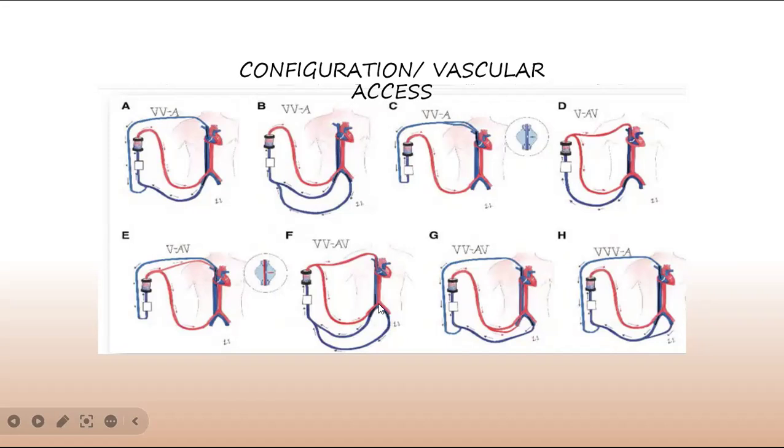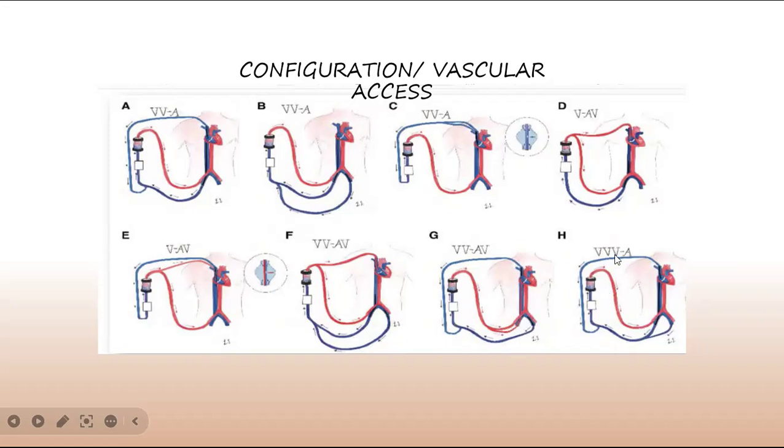And then coming to letter F, you can see VV-AV, two drainage cannulas, two return cannulas. The two drainage cannulas are femoral here in this diagram, and then the two return cannulas, one into the femoral artery, one into the jugular vein. Coming to this diagram, it's again VV-AV. The two drainage cannulas, you can see one is from femoral, one is from the jugular. Return is to the femoral artery and femoral vein.